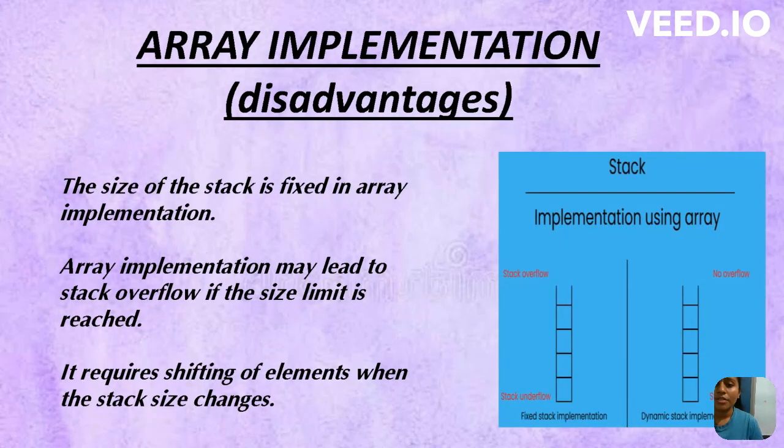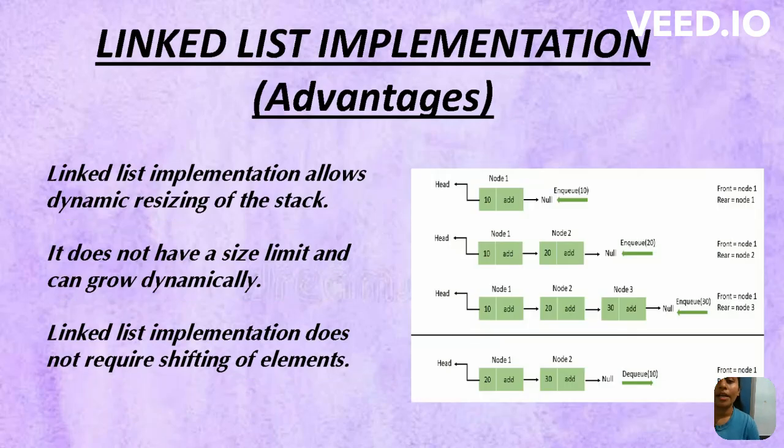Disadvantages of array implementation. The size of the stack is fixed in array implementation. The array implementation may lead to stack overflow if the size limit is reached. It requires shifting of elements when the stack size changes.